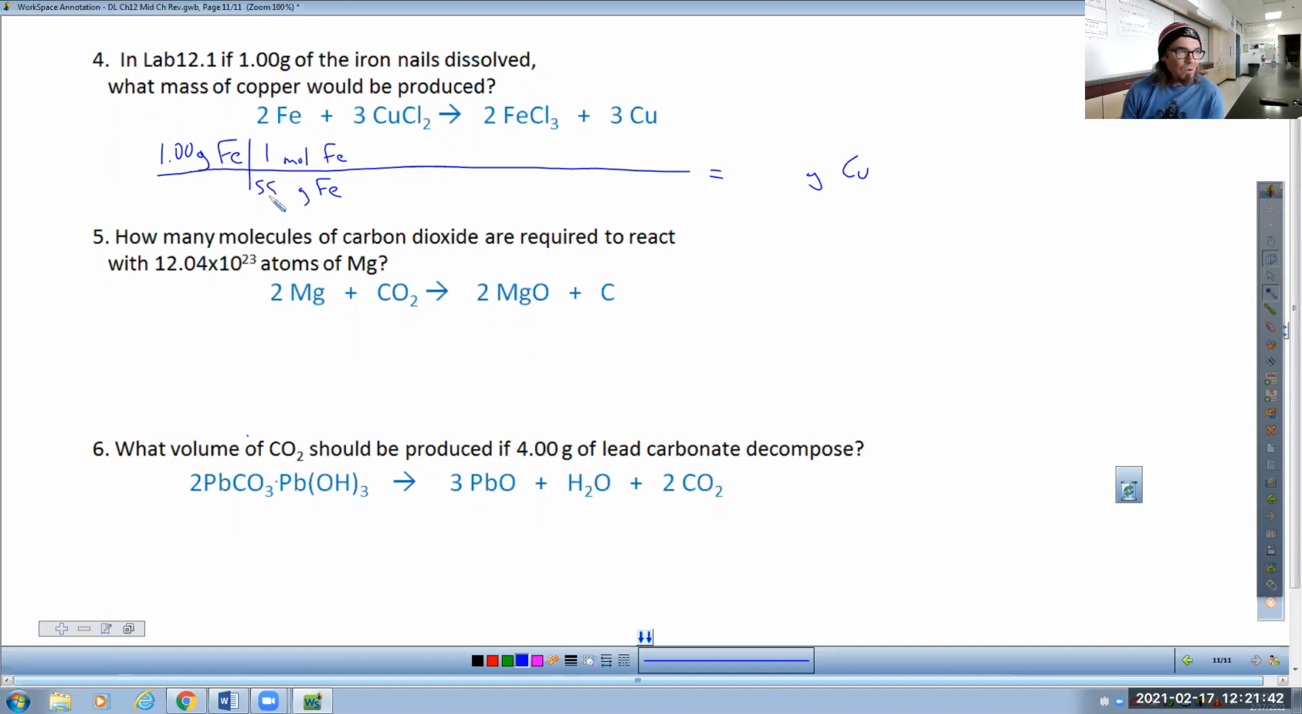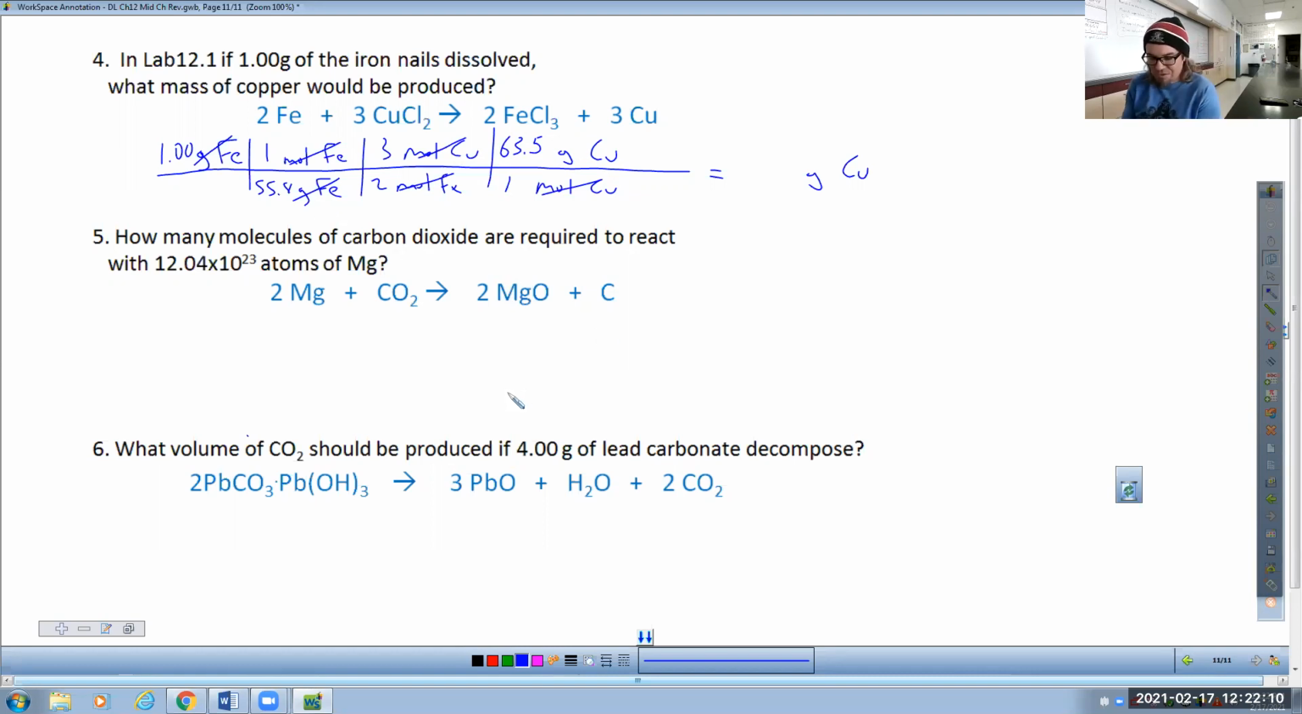We're still at 55.8. And then get out of moles of iron and get into moles of copper. We're still at 2 to 3. And then last step is get out of moles of copper and get into grams of copper, 63.5. Multiply all those on your calculator.